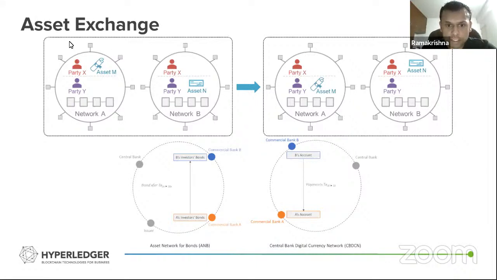So as an example, you can see at the bottom, consider a network on the left, which is managing bonds on its ledger for different commercial banks. And on the right, you have different banks that maintain currency accounts on a central bank digital currency network. An example of this, of asset exchange, is a delivery versus payment, where a bond gets issued by one bank to another in one network in exchange for a payment in the other direction in the other network.